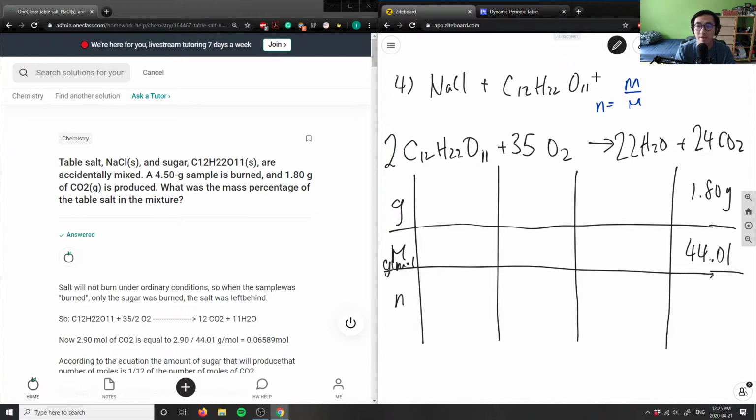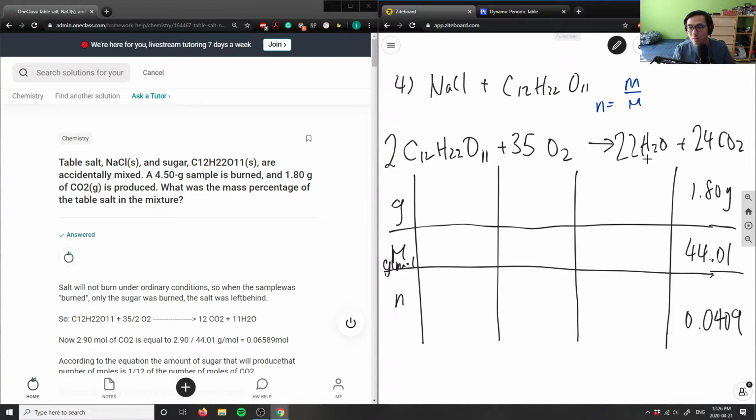And now moles is obviously mass divided by molar mass, like stated before. So I'm going to take 1.80 divided by 44.01, and that would give me the moles of my CO2 here. So this here is 0.0409.